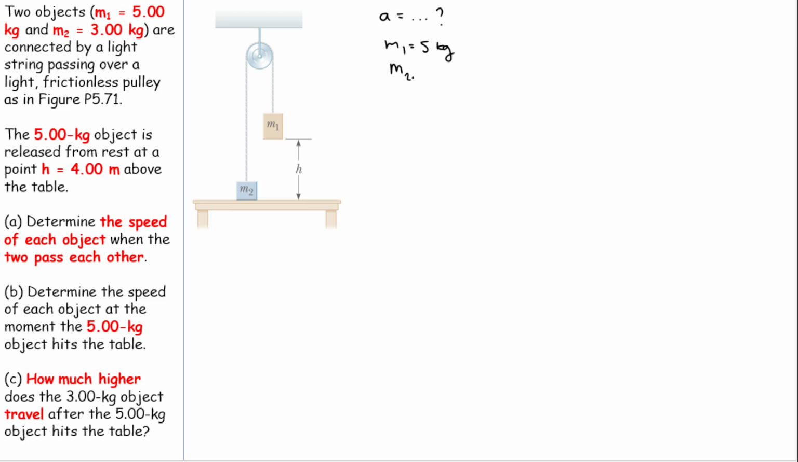So if you see it here, M1 is heavier than M2. So intuitively, we know the movement here is going downward for M1, right? Because it is heavier. And M2 is lighter, so it will go up like this, right? Then what can we do from here?